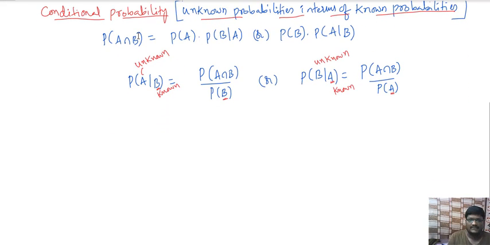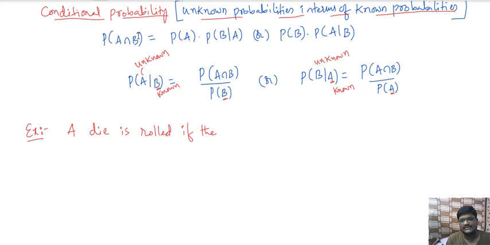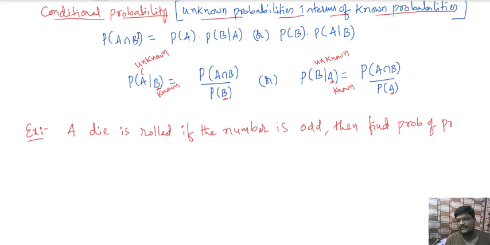So let me try to give an example so that you will understand the concept very easily. Let me take a very peculiar example. Let me consider a die is rolled. A die is rolled, if the number is odd, then find the probability of prime number.